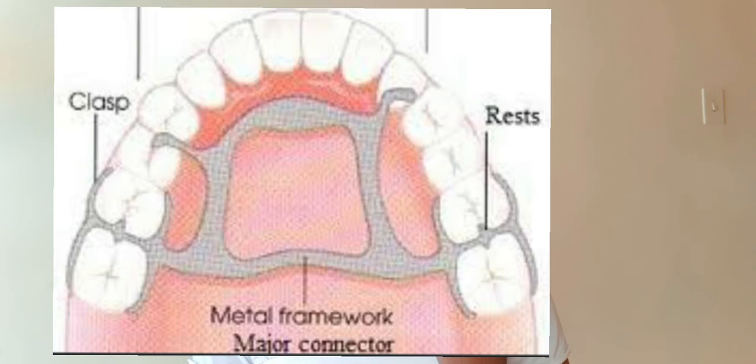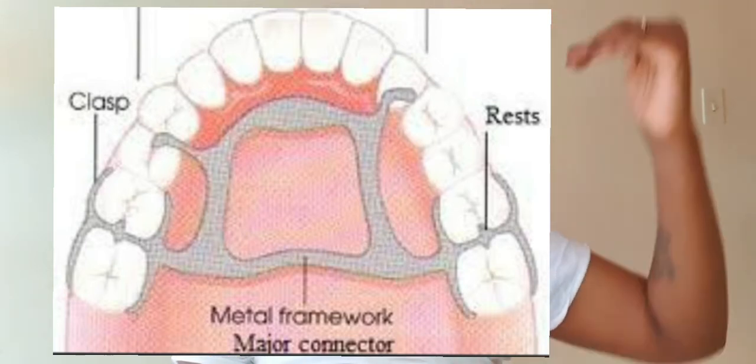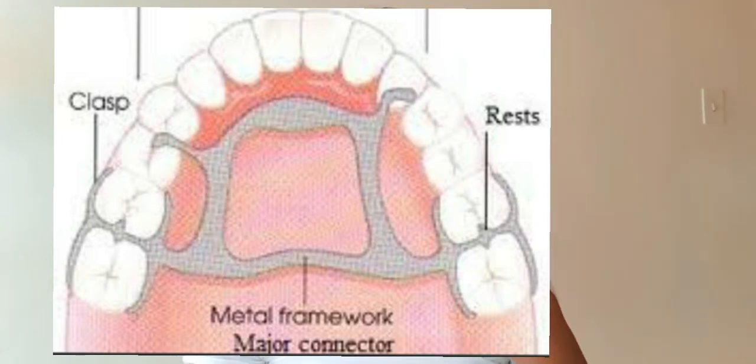We then move on to rests. So rests in your slides are mentioned as a metal projection designed to control the seating of the prosthesis. The function of a rest, if I can put it this way, is that they provide horizontal as well as vertical support to the denture, and then they maintain the relationship of a denture to its supporting structures, be it the underlying supporting structures or all the supporting structures in the oral cavity.